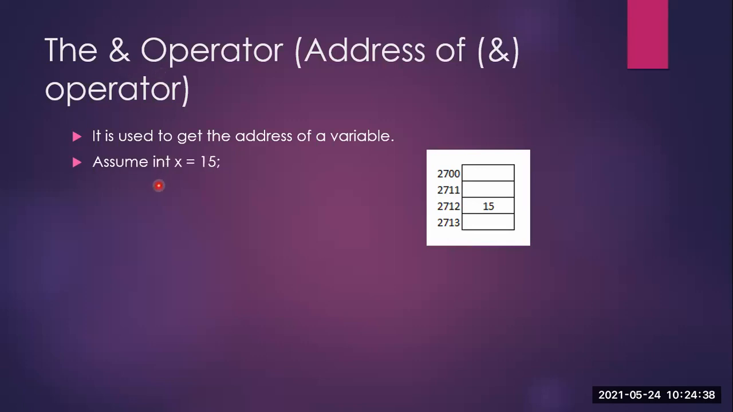Now assume I have declared a variable called x, and that variable is of type integer. The value has also been initialized: x is equal to 15. You can have a look here again in the small image. Can you tell me what the memory locations are? Which are the memory addresses here?